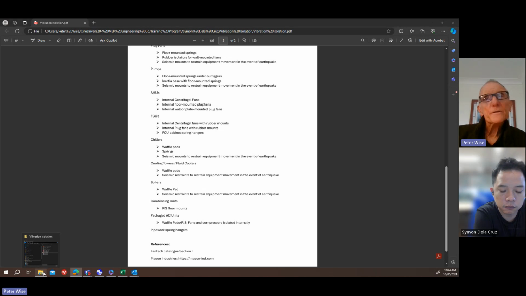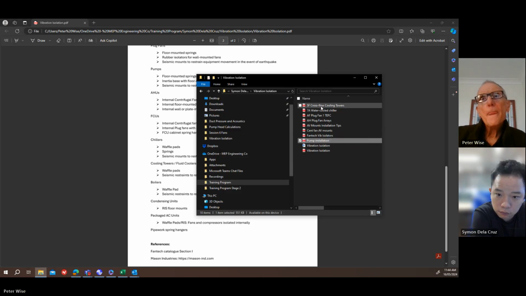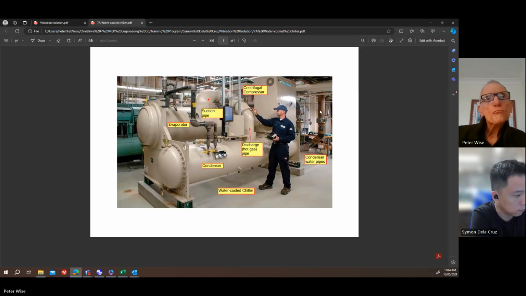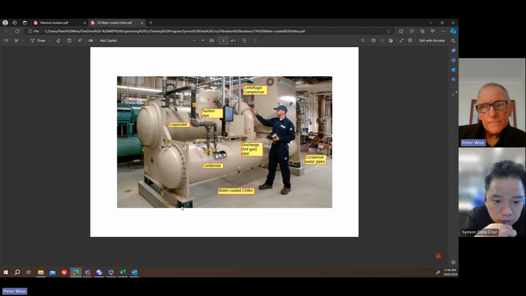But I've got a picture of a chiller. So this is a water-cooled chiller. This has actually got seismic springs. That's not common, but sometimes you have that. So that's what they look like. They've got the springs, and it can't come off the springs.